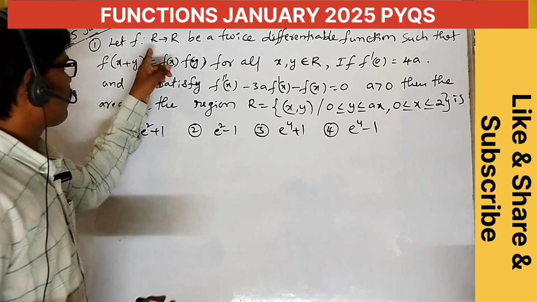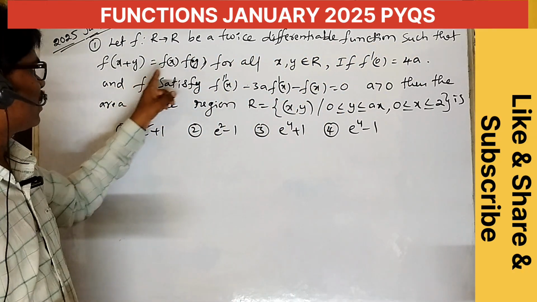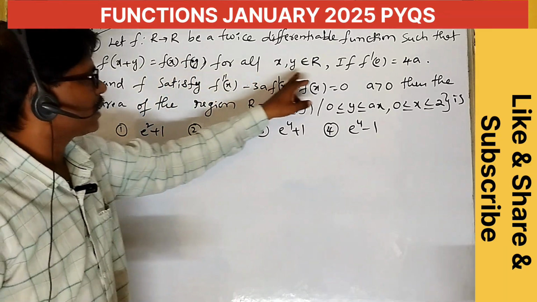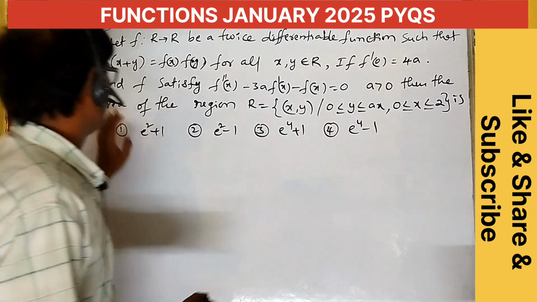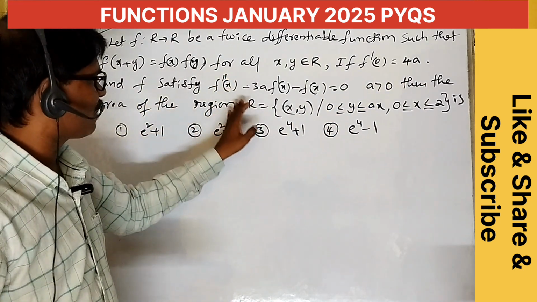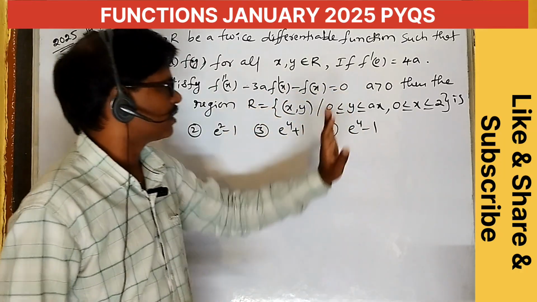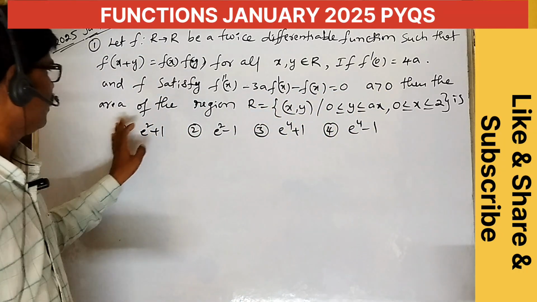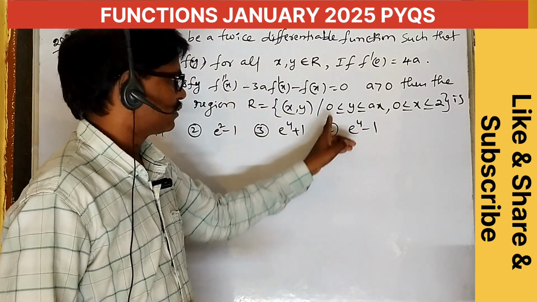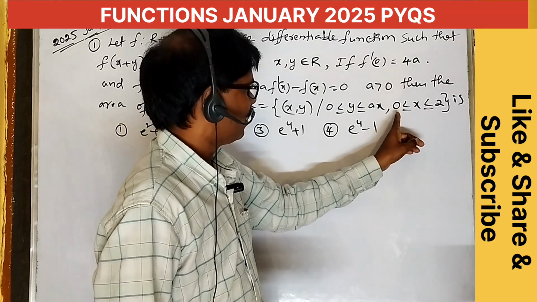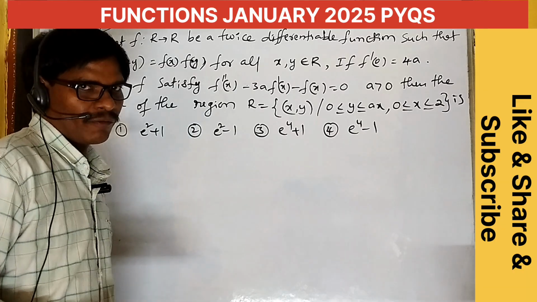Problem number 1. Let f from R to R be a twice differentiable function such that f of x plus y is equal to f of x into f of y for all x, y belongs to R. If f dash of 0 is equal to 4a and f satisfies f double dash of x minus 3a into f dash of x minus f of x equal to 0, a greater than 0, then the area of the region R, the set of x, y such that y equal to f of x and 0 less than x less than 2, is what? Find the area of this one.